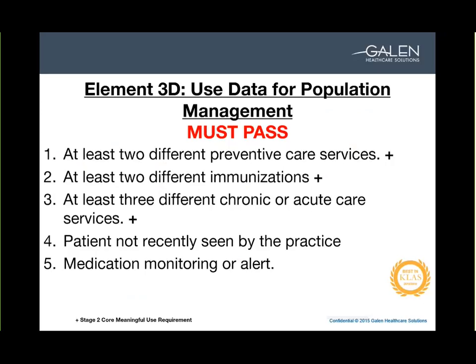All right, so let's move on to 3D, use of data for population management, must-haves. So again, must-haves, for those that are brand new, that haven't been attending these or haven't quite grasped that concept yet, a must-have means you've got to get 50% or higher of this measure. This is one to focus on.